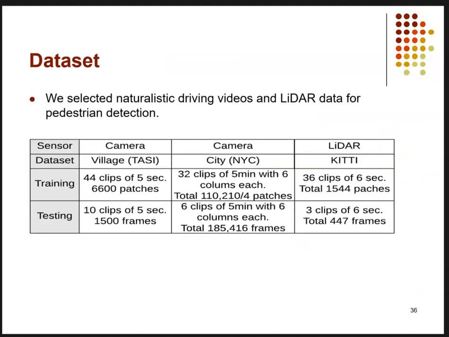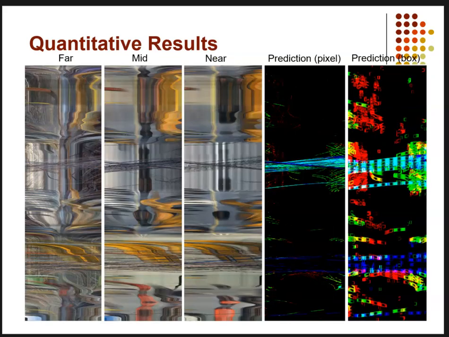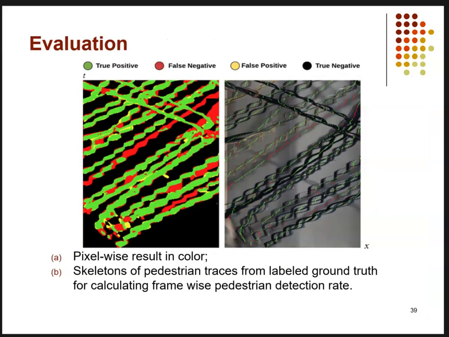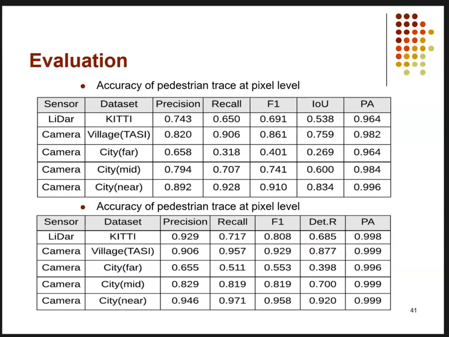Then we perform the experiment on multiple benchmarks. Here are examples of the quantitative results we achieved from our method. Then we evaluate the method by calculating the pixel-wise accuracy and the frame-wise detection rate. These are the results of our detection rate.